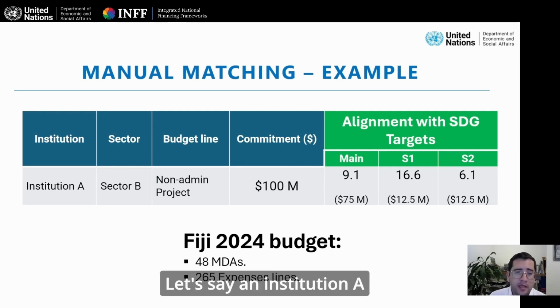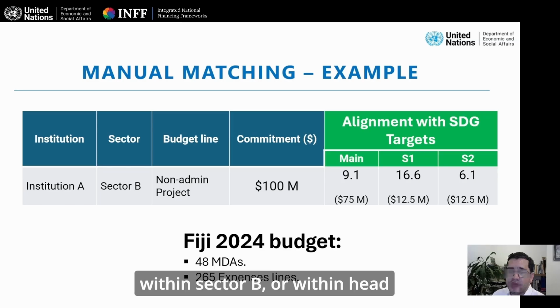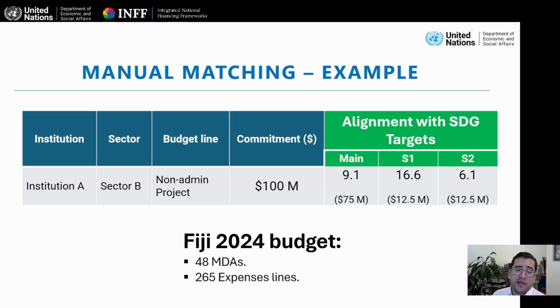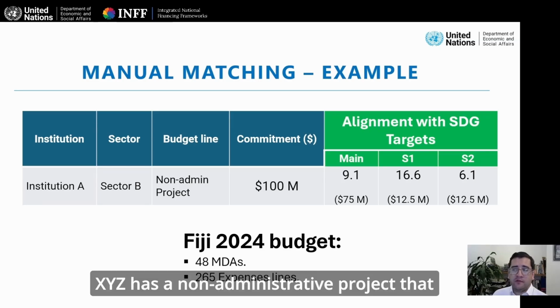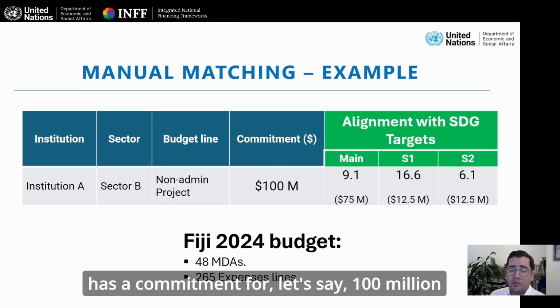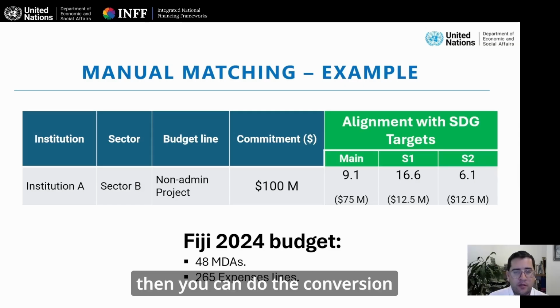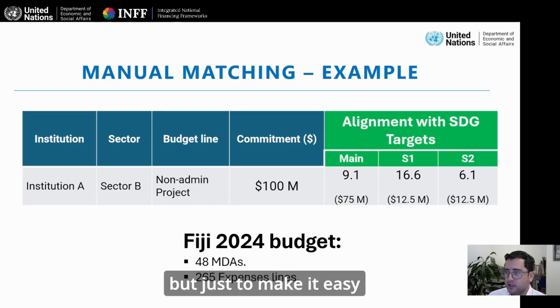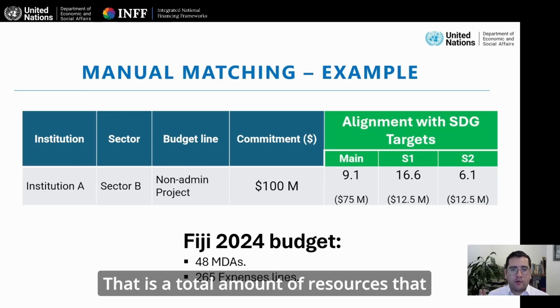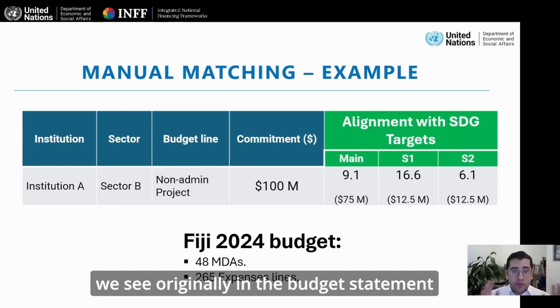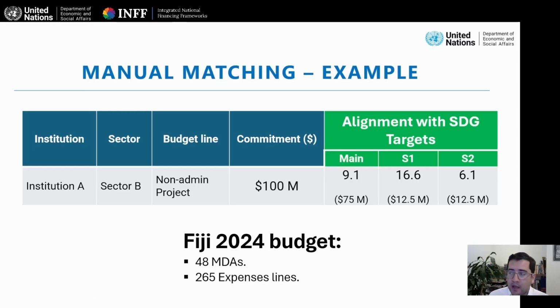Let's say an institution A within sector B or within head XYZ has a non-administrative project that has a commitment for, let's say, 100 million. Let's use dollars, and then you can do the conversion. But just to make it easy, let's take 100 million, right? That is the total amount of resources that we see originally in the budget statement.